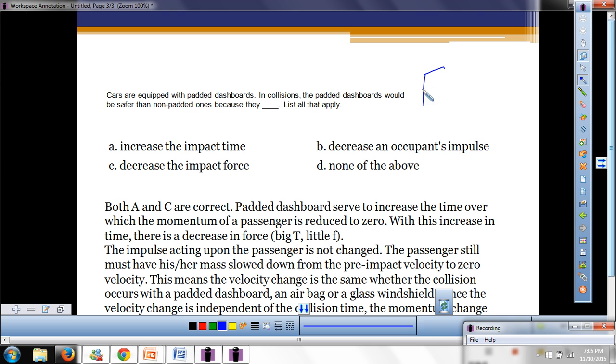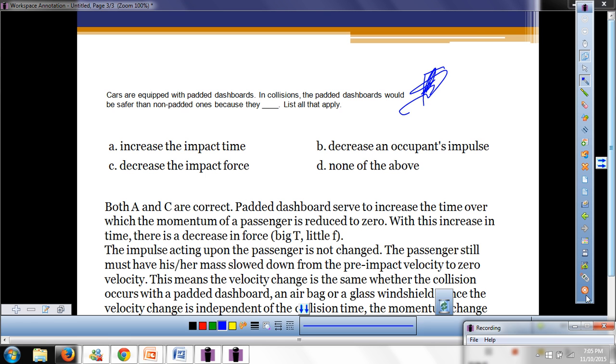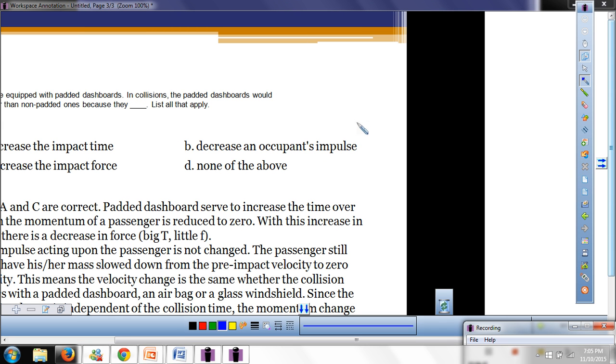So we want to make this force, right? Let me get rid of that. Oh, dadgummit. Just scribbling. Okay, let's clean that up. There we go. What in the world is that?